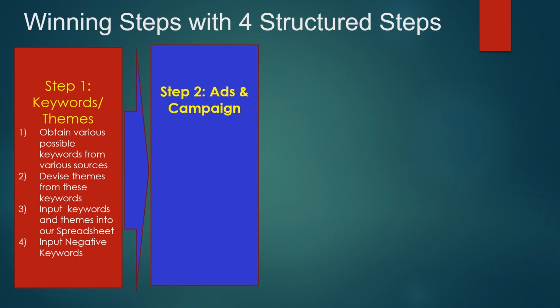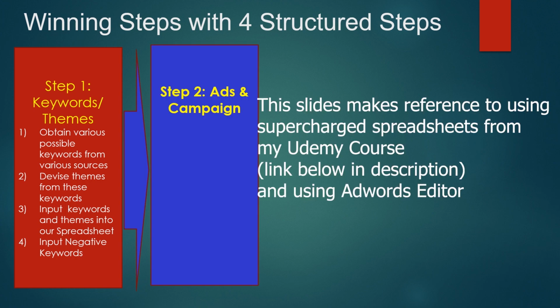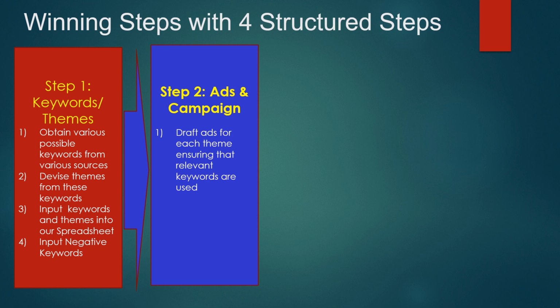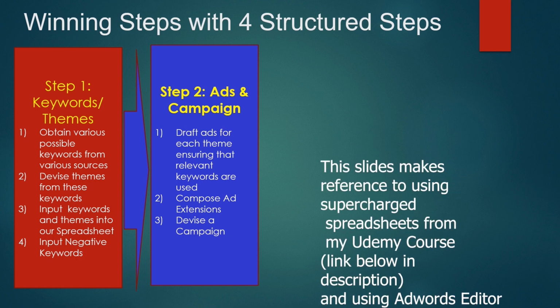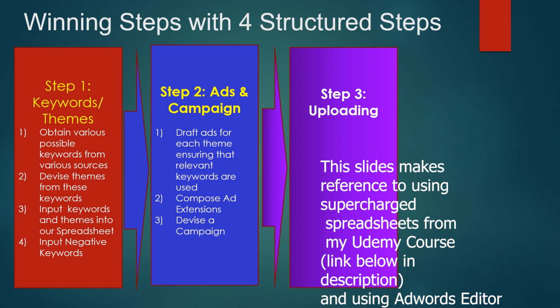Step 2 is creating your ads and campaigns. You need to draft ads from each theme that you've devised, ensuring that relevant keywords are used. You need to compose relevant ad extensions, and you need to devise a campaign. Step 3, you need to upload all this information into AdWords Editor.